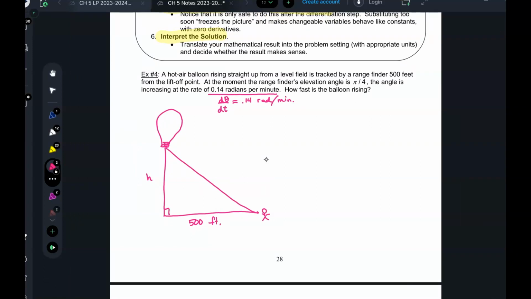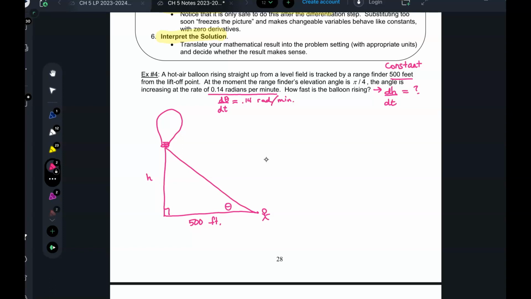There's a reason I labeled that 500 feet. This is a constant. That's not changing. The balloon's going straight up and the rangefinder's over here. This is not changing, but the height is changing. So here's theta. We want to see how fast the balloon is rising. That's looking for dh/dt. How fast is it rising? That's the dh/dt we're looking for.